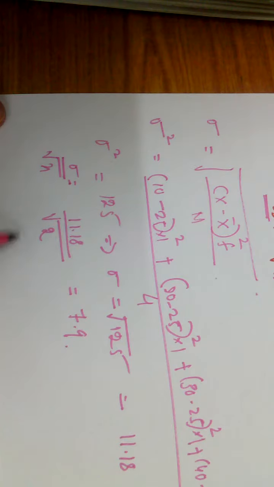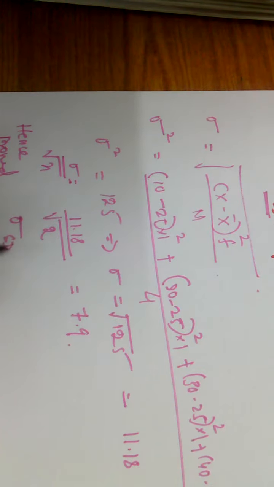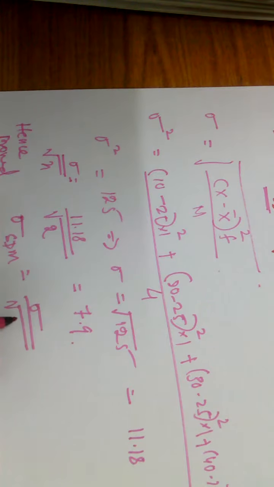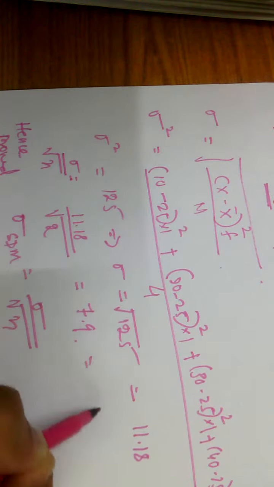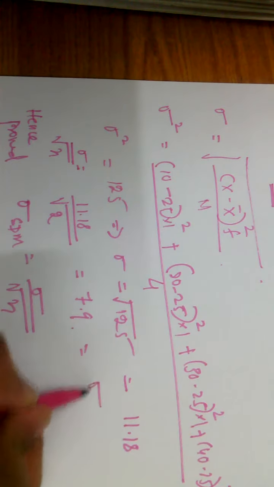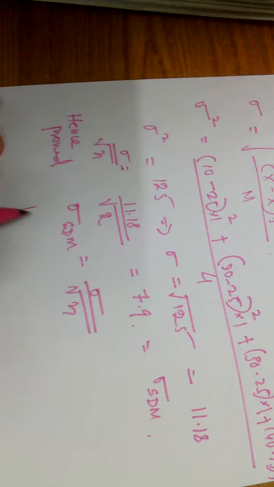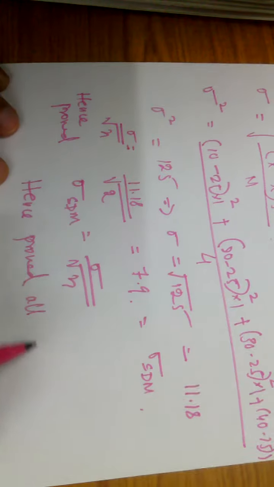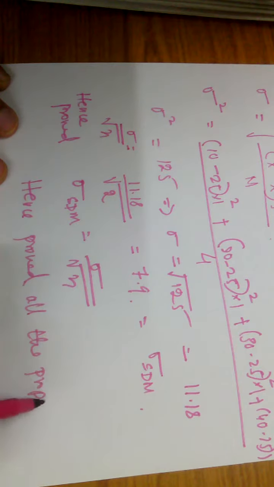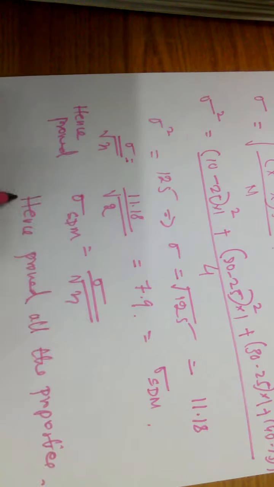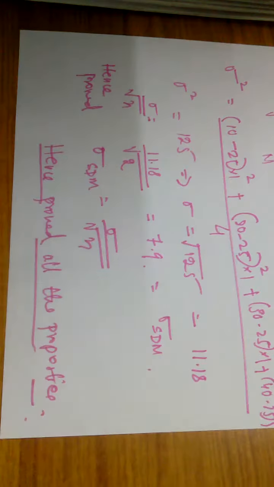Which proves that sigma SDM is equal to sigma divided by under root of n. So hence we have proved all the properties through this question.